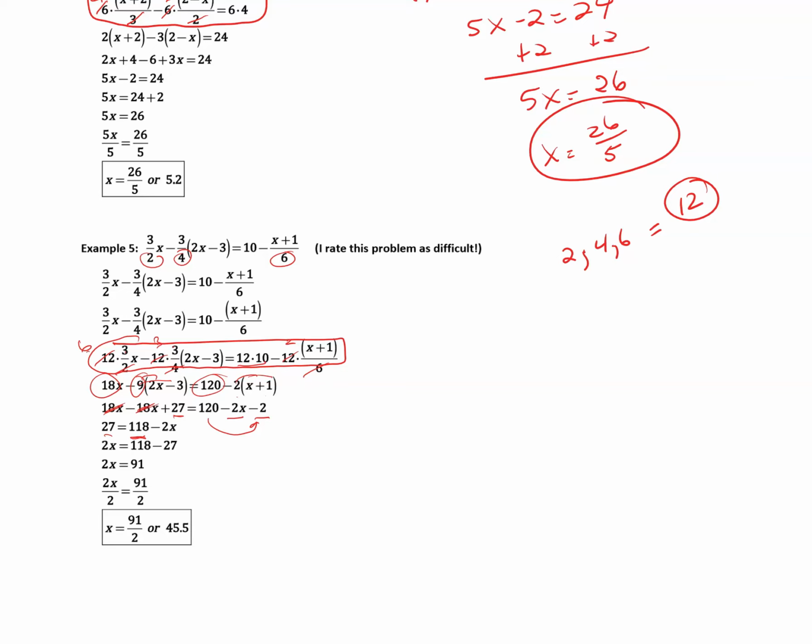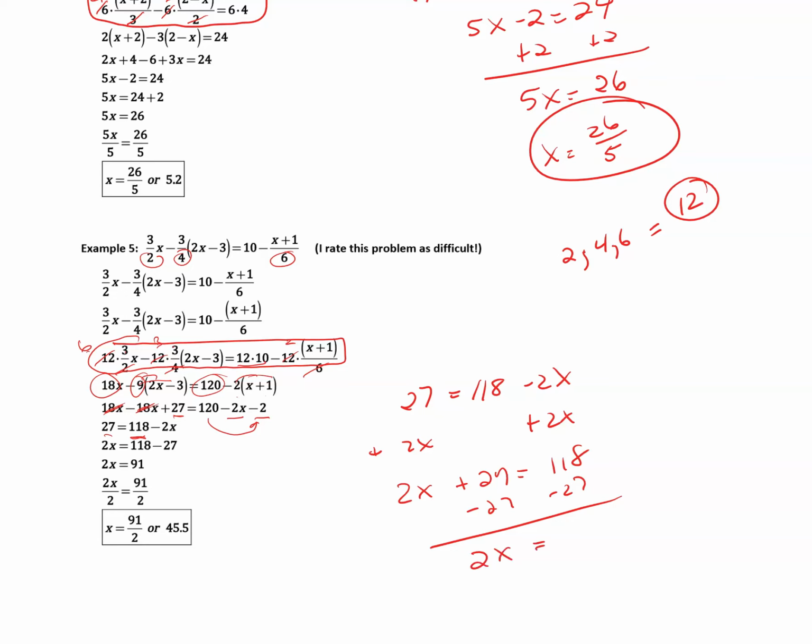And then what I'm going to do is I'm moving the 2x to the other side, just so I don't have to have a negative number. So I get 2x plus 27 is equal to 118. Subtract 27 now. So I get 2x is equal to 91, and divide by 2. So I get x is equal to 91 over 2.